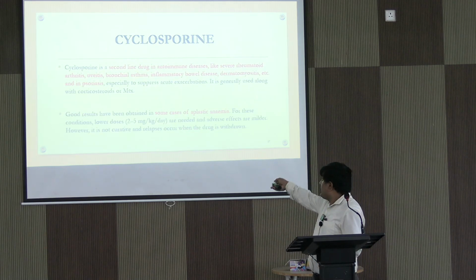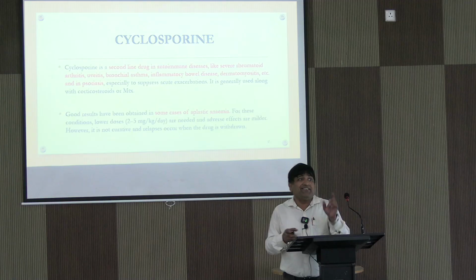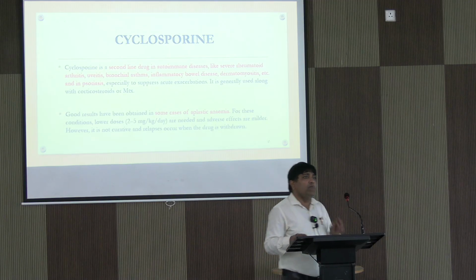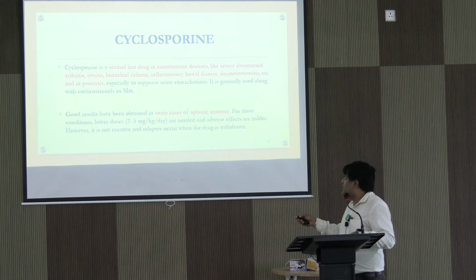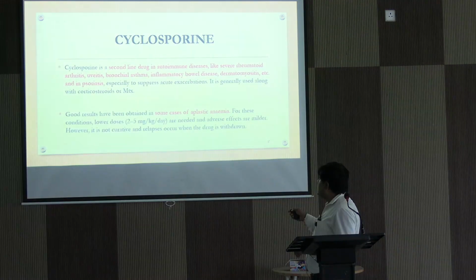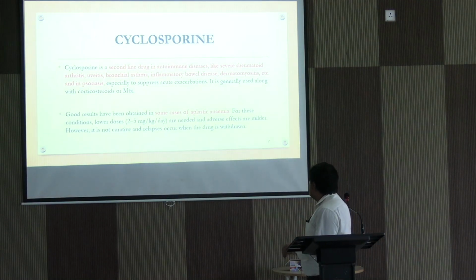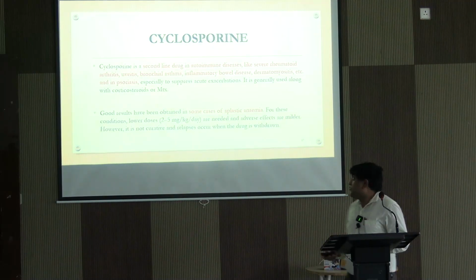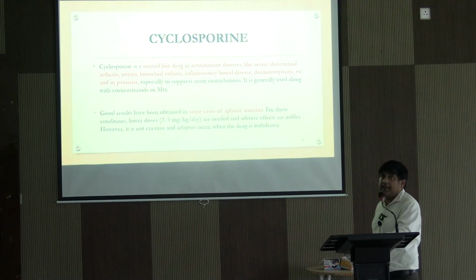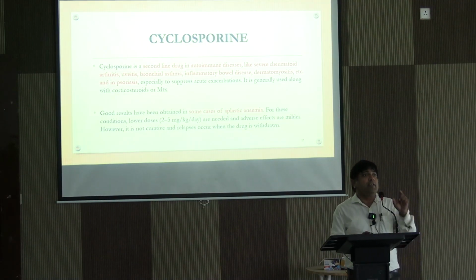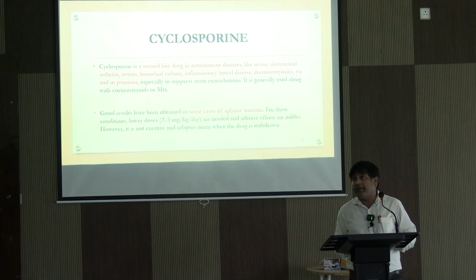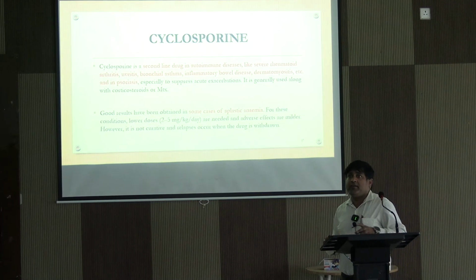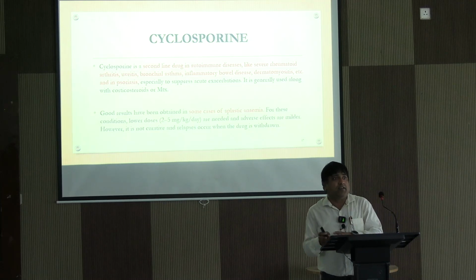Now, it can also be used as a second line drug in autoimmune disease, like in case of severe rheumatoid arthritis, uveitis, bronchial asthma, inflammatory bowel disease, dermatomyositis. It has got some role in aplastic anemia too, where it is utilized in lower doses so that toxicity is also lower, but it does not cure the disease and the disease recurs when the drug is stopped.